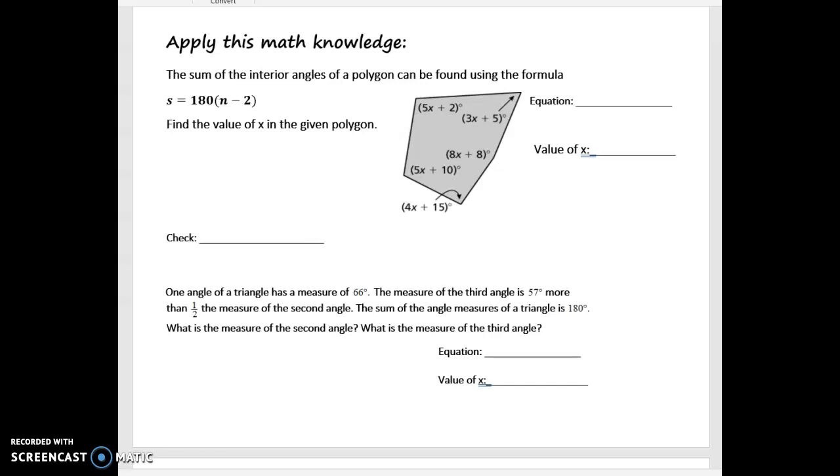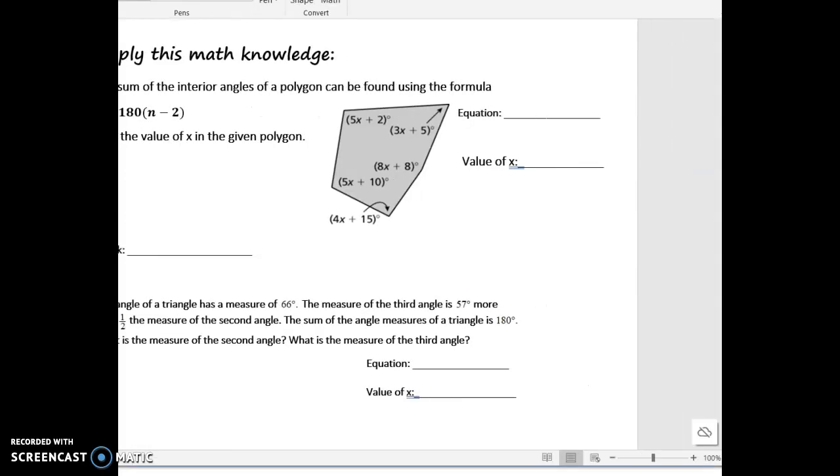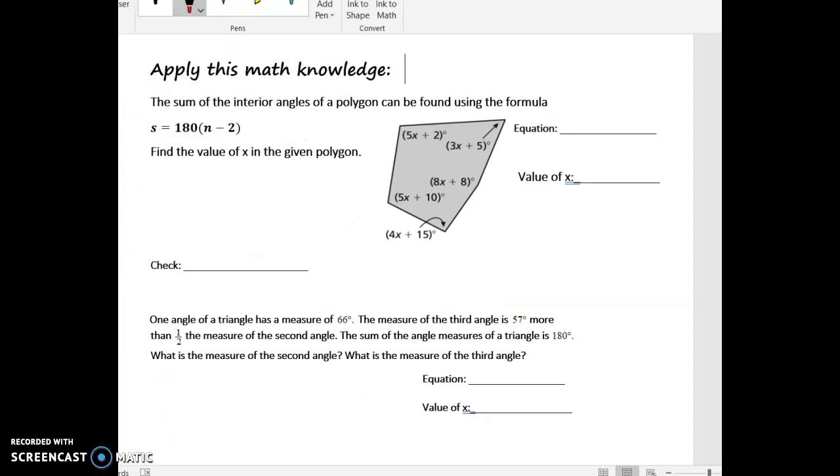Okay, so this time I want you to take that knowledge. We're going to apply what we've learned to this geometry application problem. So I know this part up here looks like 2 problems, but this actually all goes together. So it says the sum of the interior angles of a polygon can be found using this formula. S, meaning the sum of the angles, is equal to 180 times n minus 2.